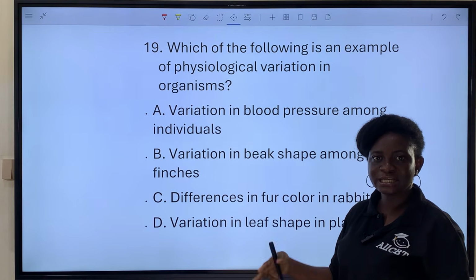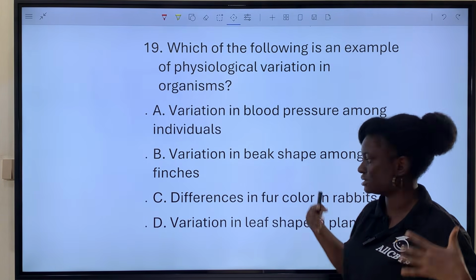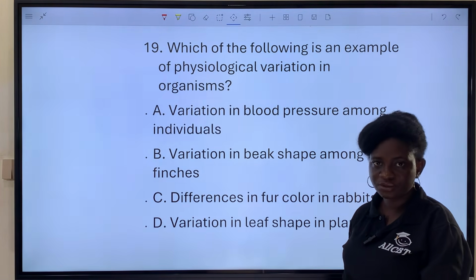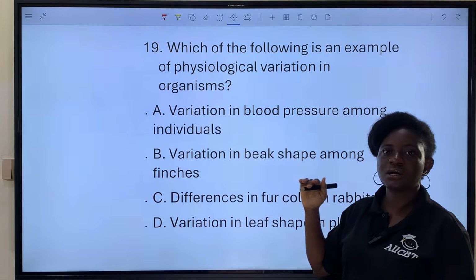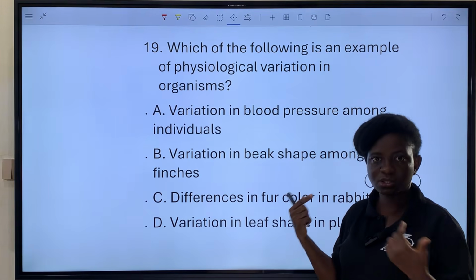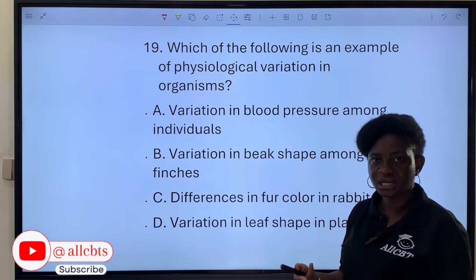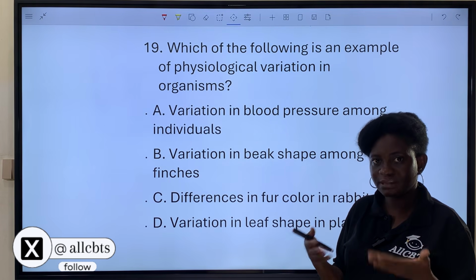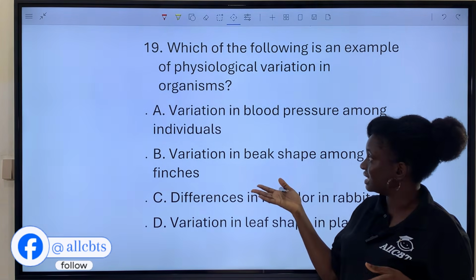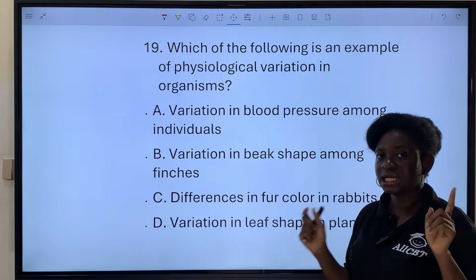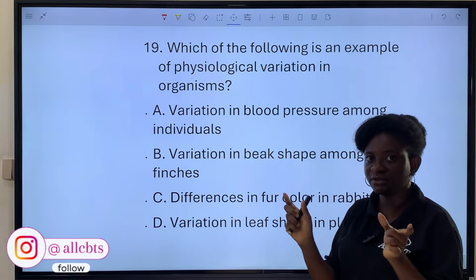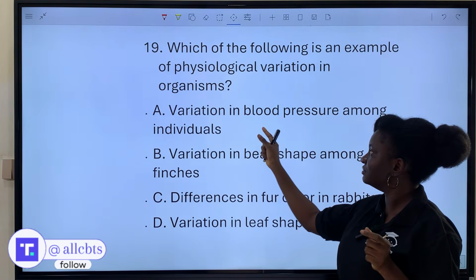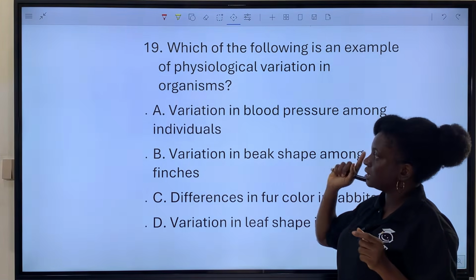From these options, we are not looking at the morphological parts, that's the body shape. We are not looking at the color of the body. Our main focus here is the physiology, the physiological parts of the body, the organs, the different parts that perform a particular function. From the example I cited earlier, heart pumping blood is a physiological action. So A, variation in blood pressure among individuals, is the correct answer to this question.